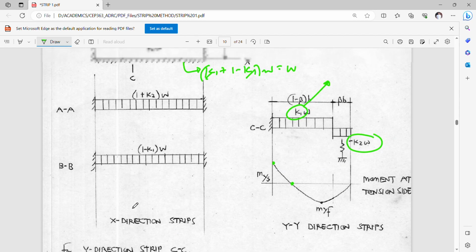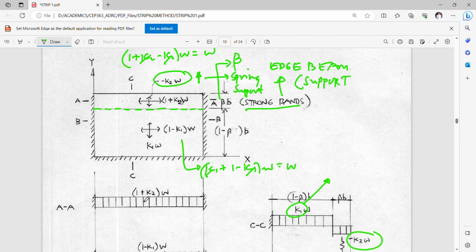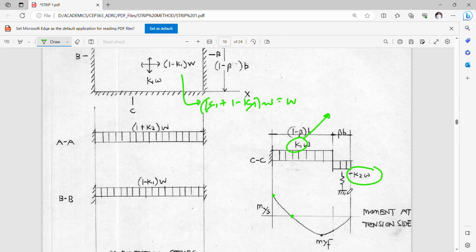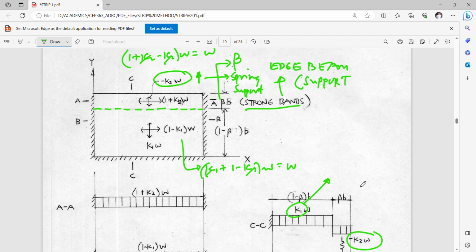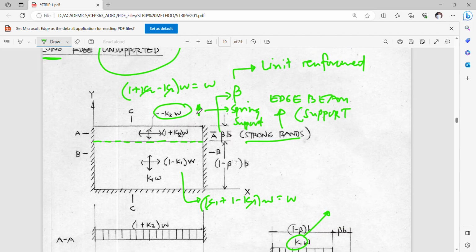solved. Okay, so your K2 here is very significant because your design for the strong band will be based on K2. So your W load will actually be greater than 100% in this case.